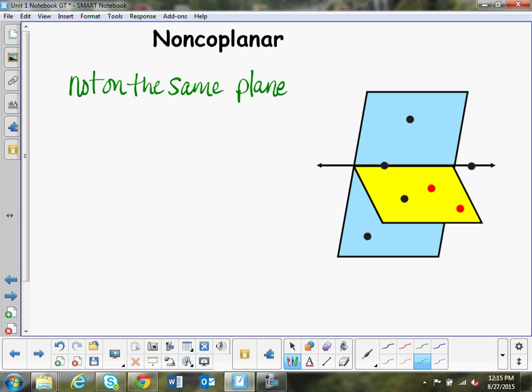Quiet down now. So not on the same plane. Okay? You were using the same picture as last time. Let me label them real quick. Okay. We're going to look at these two groups. The non-coplanar ones are a little bit easier than the coplanar. Okay? How many letters do you think you need to name a non-coplanar?